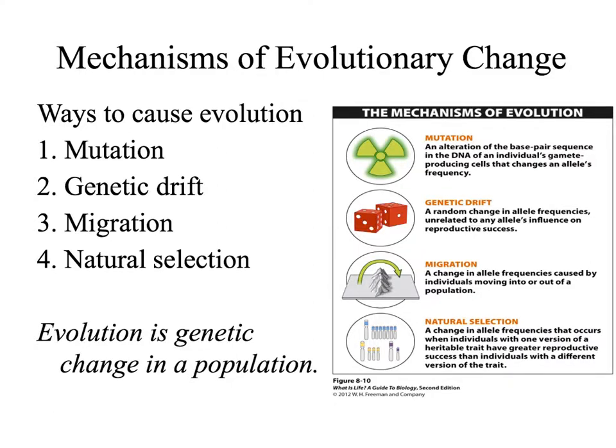We are going to investigate 4 ways to cause evolution. These 4 mechanisms include mutations, genetic drift, migration, also known as gene flow, and natural selection.